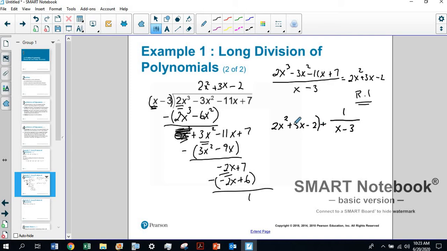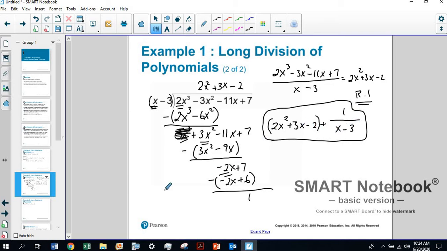So one way to look at it is this is the whole numbers, right? 2x squared plus 3x minus 2 is the whole group that comes out of this when you're dividing by x minus 3, but then there's a little remainder left over, and so you put that remainder over your original divisor, x minus 3. Okay, and that's the way we write our final answer. We don't put R1 or whatever. This is the way that we write it.